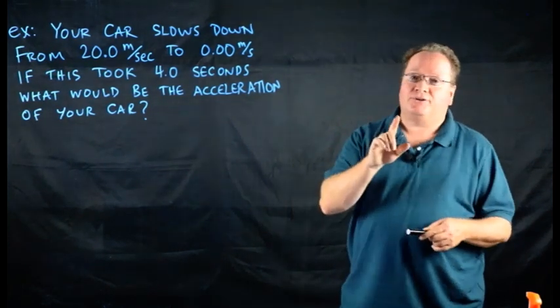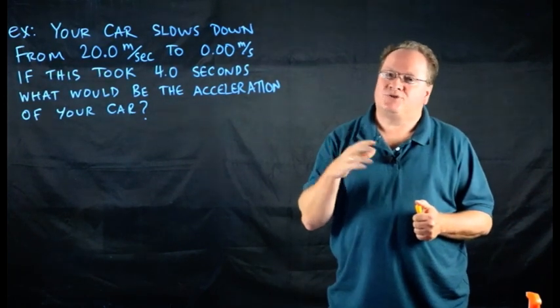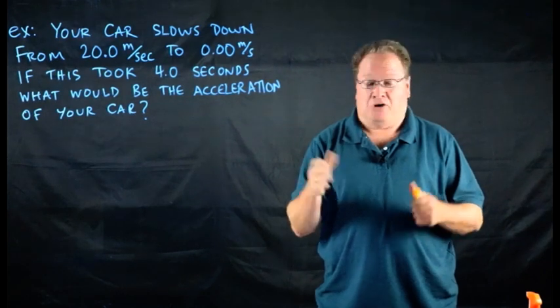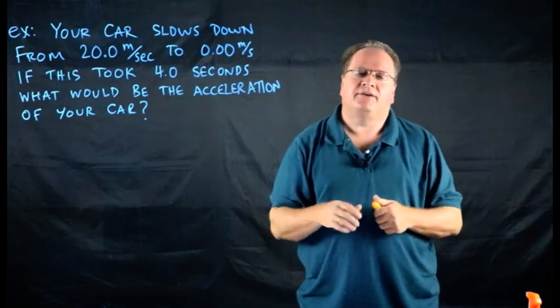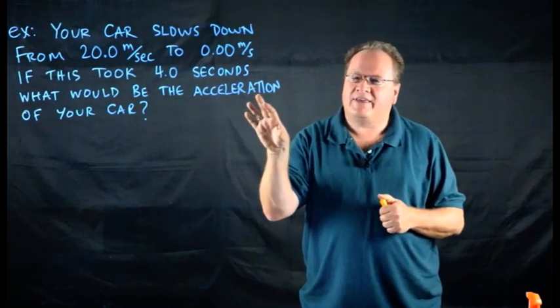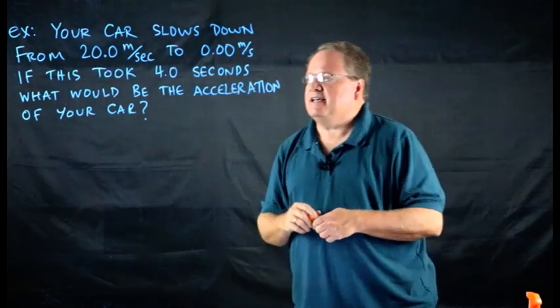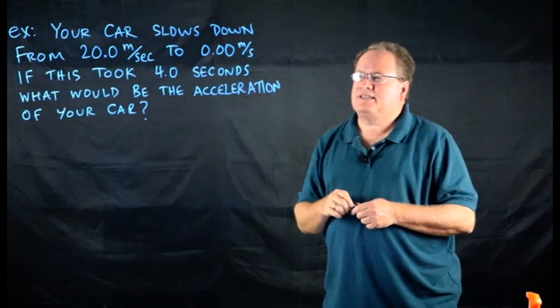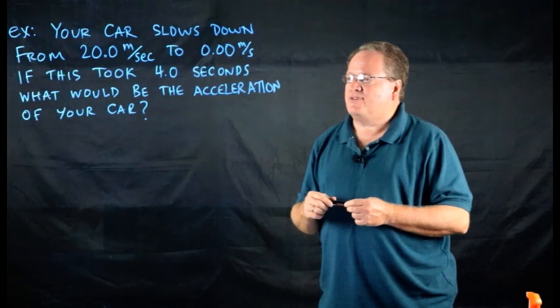The first thing you do, read it, and you're not just reading the question to read. I know sometimes you guys do that. Okay, so I can say, oh, I read it. Understand, visualize is what I would tell you. Try to envision, what are they describing for me? Okay? So this one says, your car slows down from 20.0 meters per second to 0.0 meters per second.